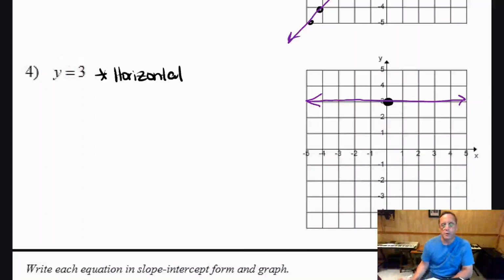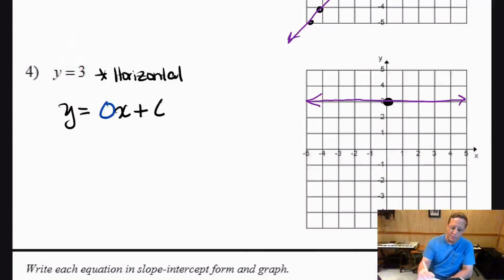Now, if we want to rewrite that equation so that it does have an x in it, we could. We can write it like this. We can write it as y equals, you can write 0x, and then we don't have a constant, so plus 0.